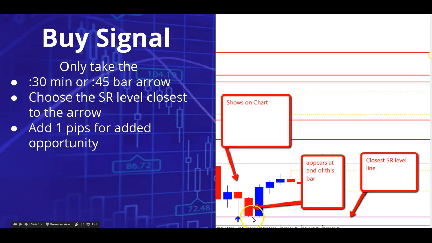Remember, these SR levels are very, very powerful and accurate. Now you can, like we said in the beginning, add 1 pip for added opportunity, but really that does increase your risk. Try to stay away as far as you can, all the while trying to make at least $20 of profit on each and every contract.